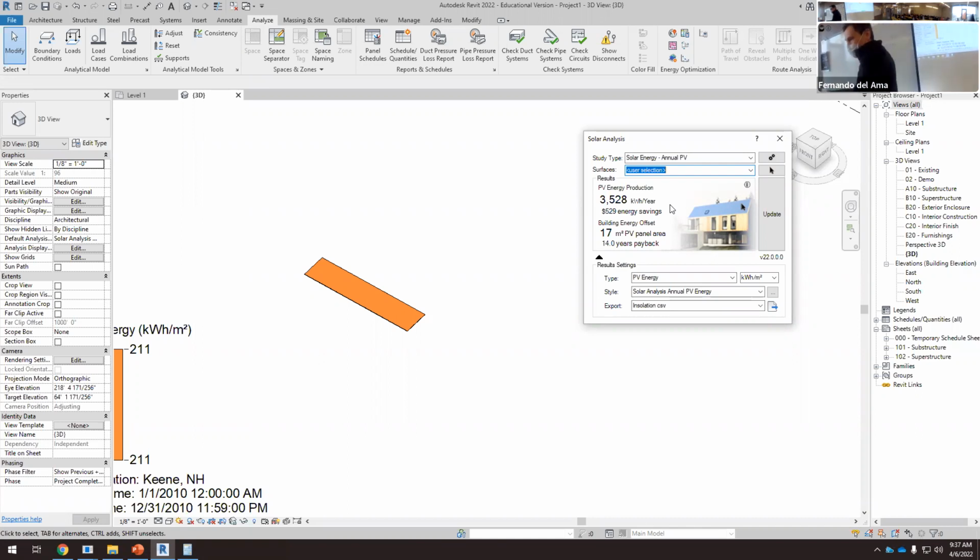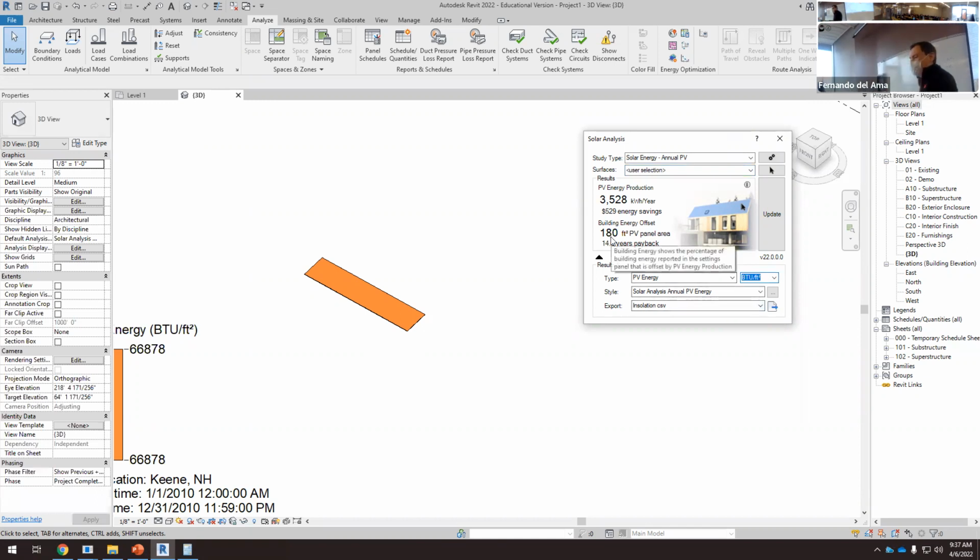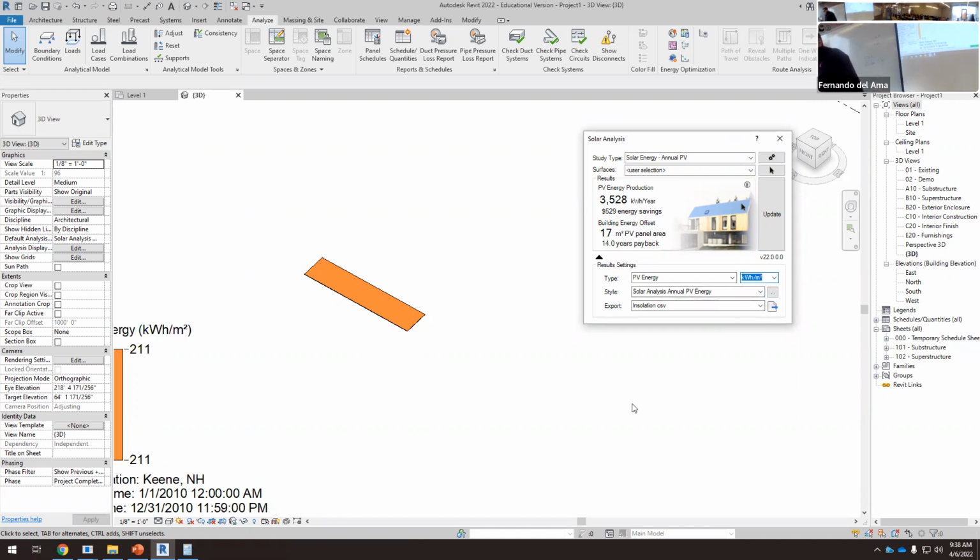Okay, and the area of this PV panel area, this is what we have selected. It's 17 square meters per meter. That's the area. If we change the units, here we will have 180 square feet. Makes sense. It was 6 times 30, it's 180. Okay. So let's stick to square meters.